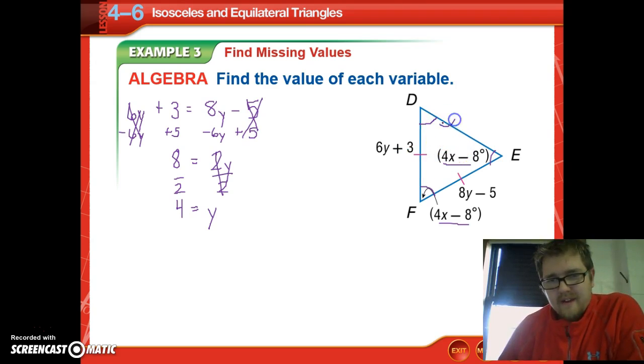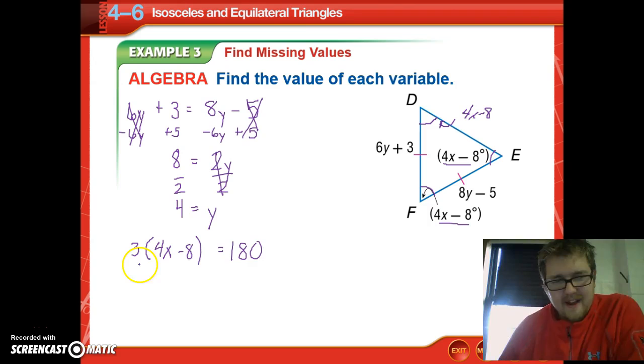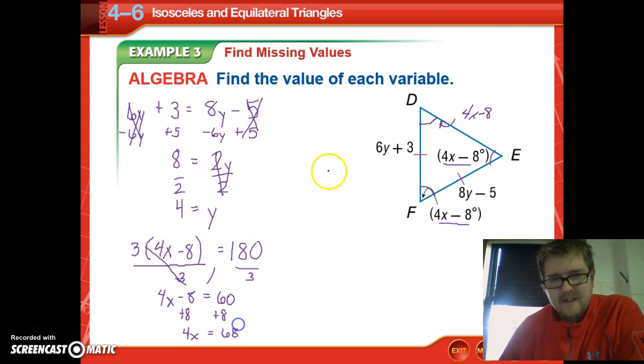So since we have three 4x minus 8s that have to add to equal 180, this is the angle for 4x minus 8. Didn't have to do that, because when I divide by 3, it's an equilateral triangle, so I can set one of those angles to 60. So let's add 8 to both sides. We can divide both sides by 4 to get that x equals 17. We found the value of y to be 4, and the value of x to be 17.